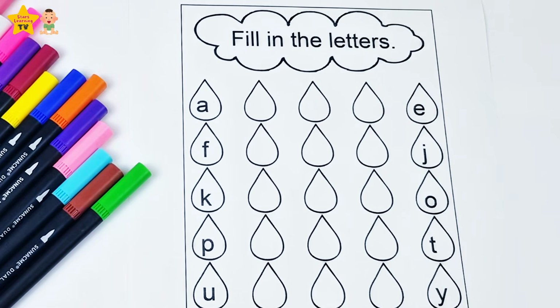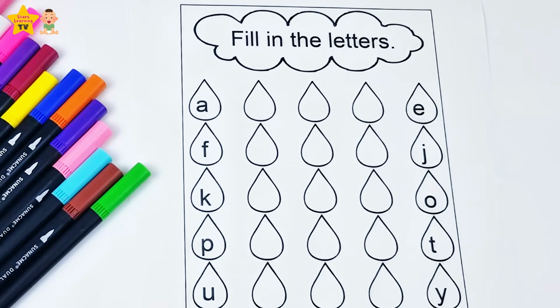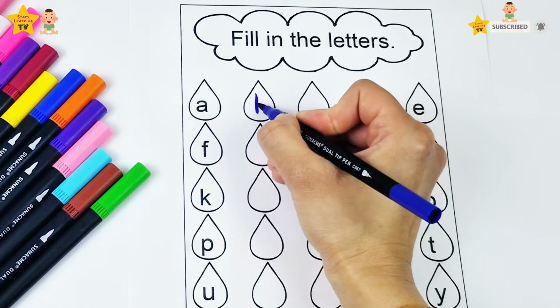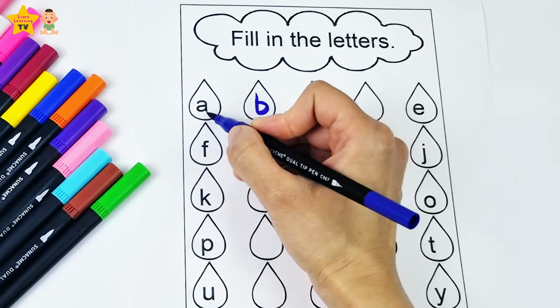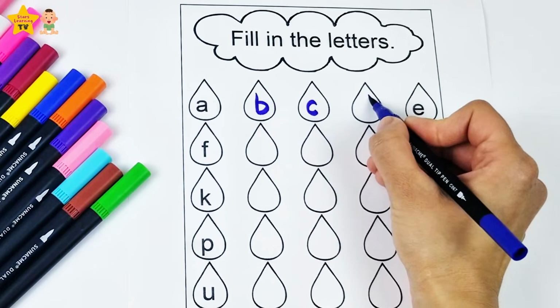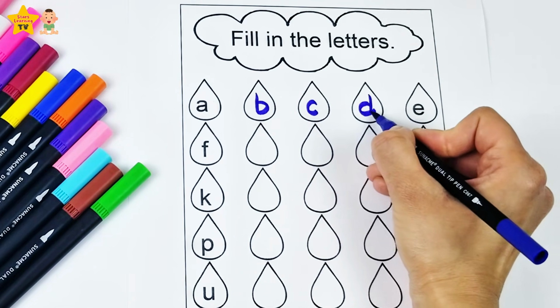Hi kids, come on, let's write and learn the amazing alphabets with me. So let's get started. A. Now write the lowercase b. A, B. Let's try writing the lowercase c. Now write the lowercase d.